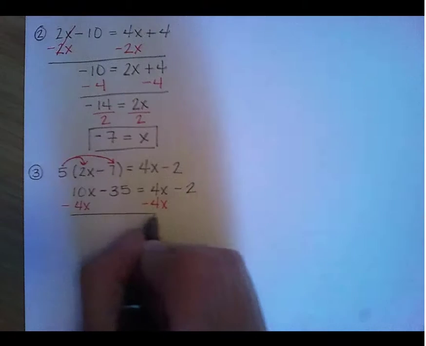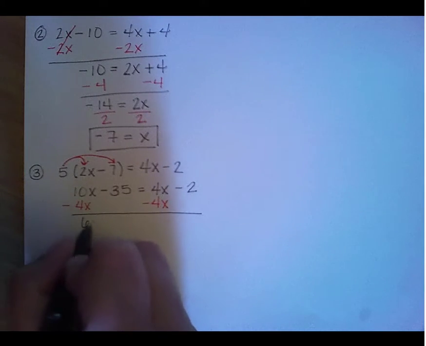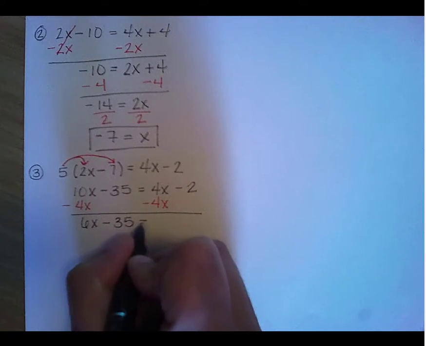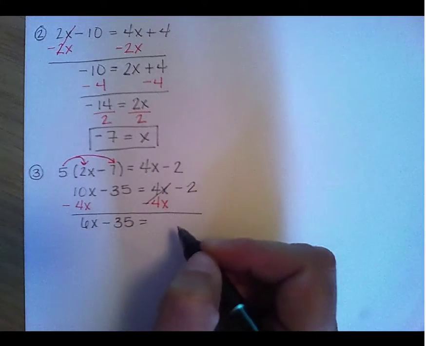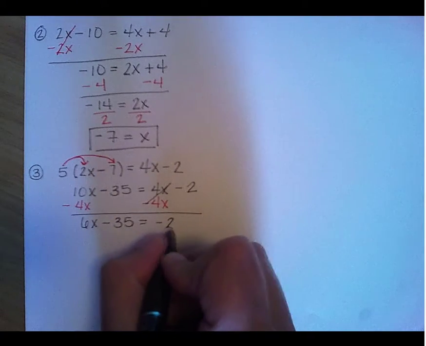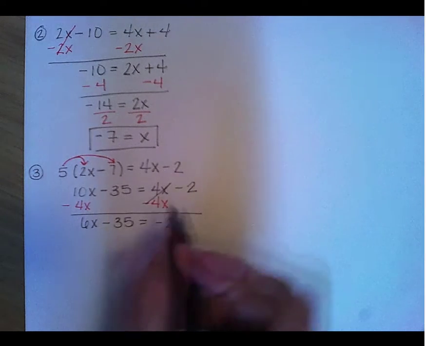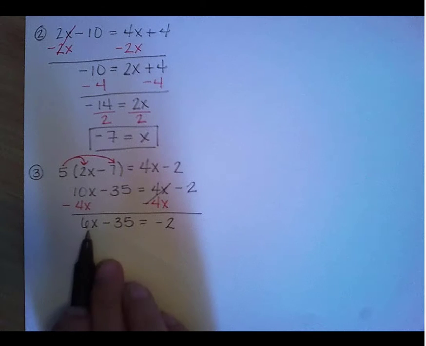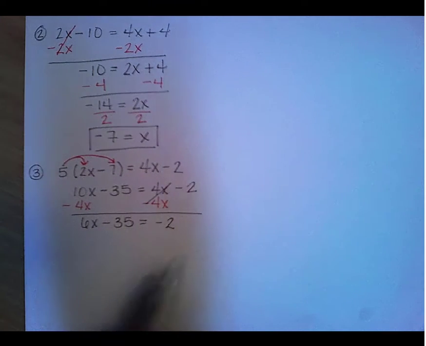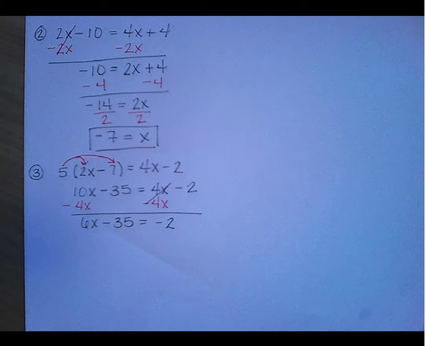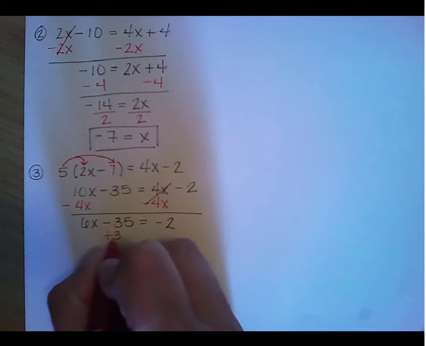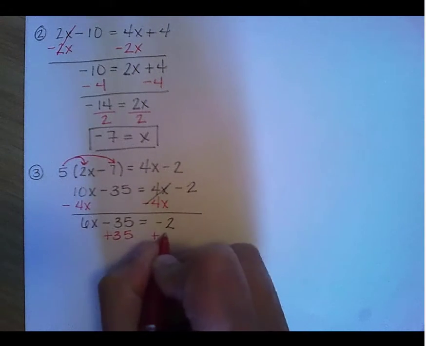So when we do 10 minus 4x, that's going to give us 6x. We still have our minus 35. Again, our 4x's canceled each other out, so we just have that minus 2 left. So now we're going to move that negative 35, and again, we have to move it because it's on the side with our 6x, and we want to get it over to the other side. So we're going to do that by adding 35 to both sides.